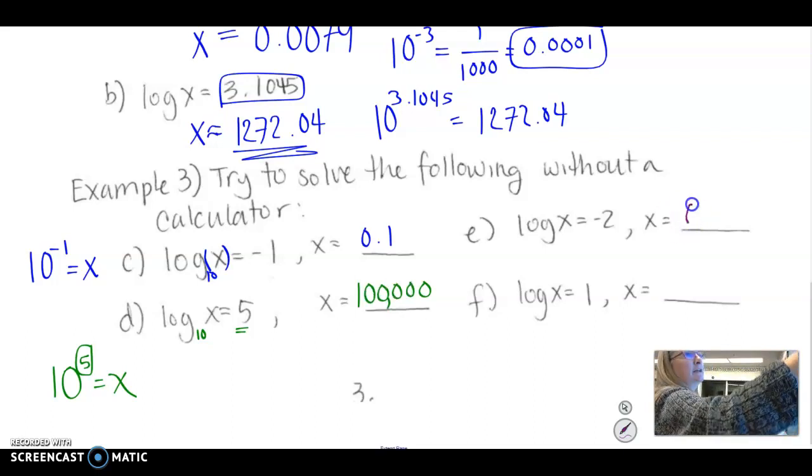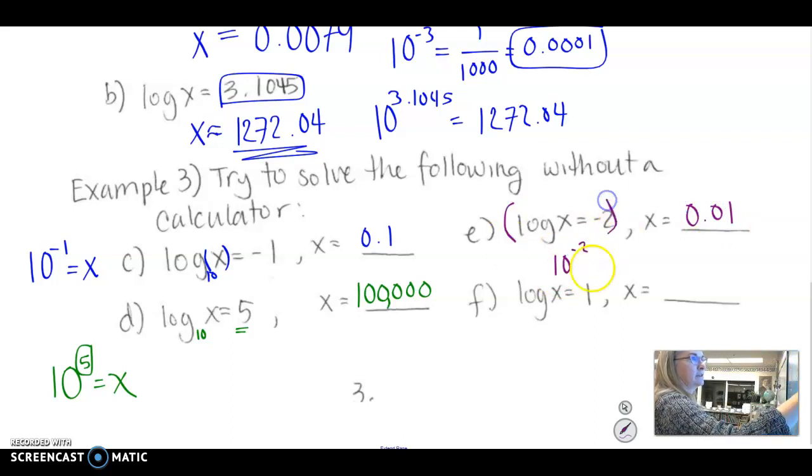This is 0.01. It means 10 to the negative second. When I'm finding this, 10 to the negative second is 1 over 10 squared, which is 1/100th, which is 0.01 as a decimal. You can write it as a fraction or decimal, doesn't matter. And then this last one we've been through, 10 to the first is what x is equal to, which is just 10.